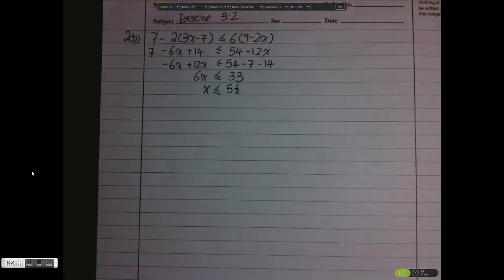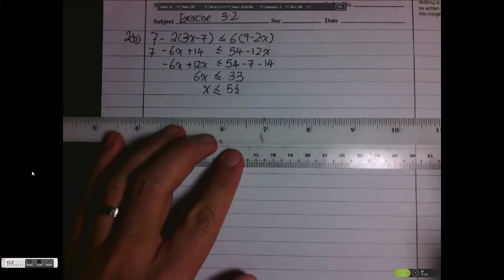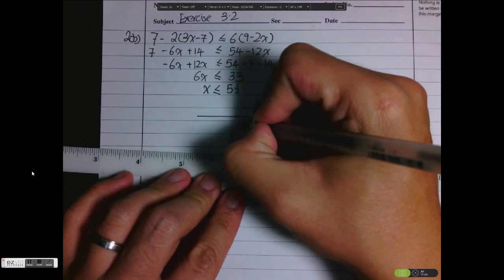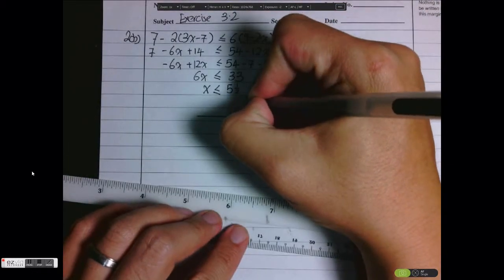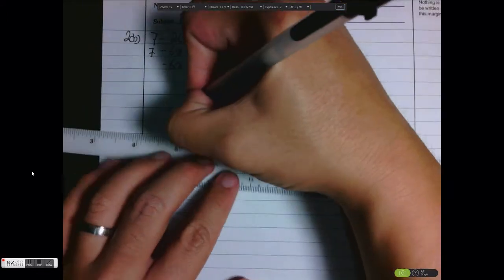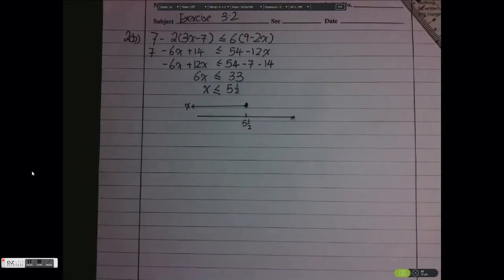Right, we represent our answer on the number line. So what we have here is this number line. We draw 5 and a half. X is lesser than or equals to 5 and a half. So I draw a black dot here, and we have it. X is lesser than or equals to 5 and a half.